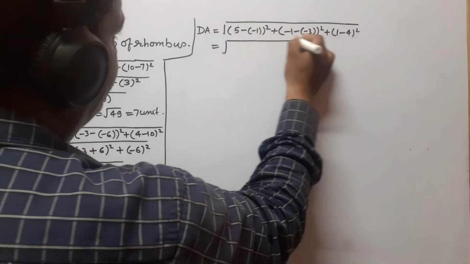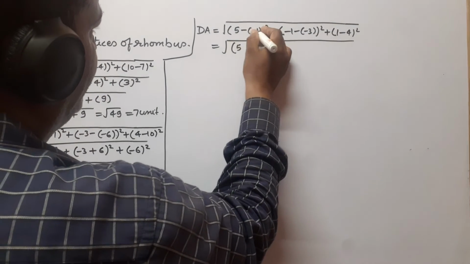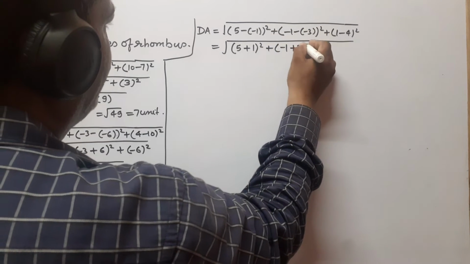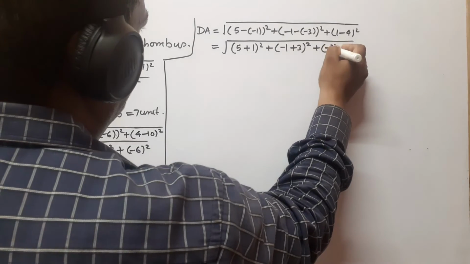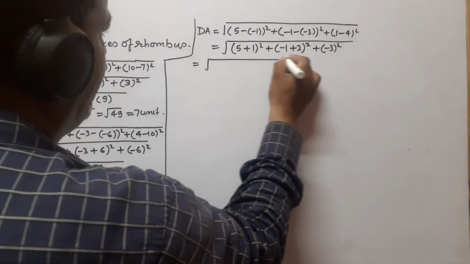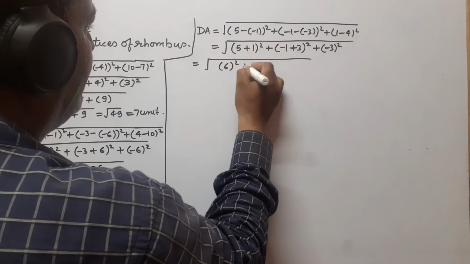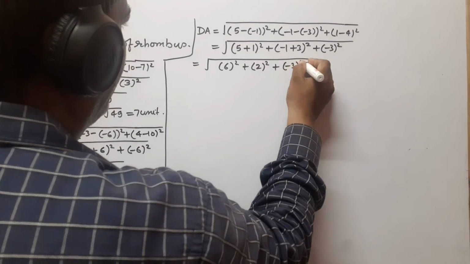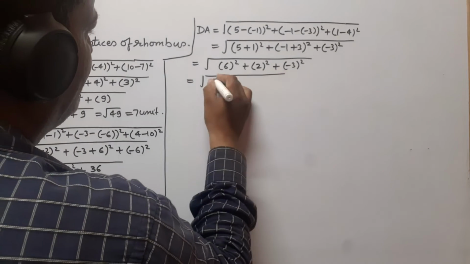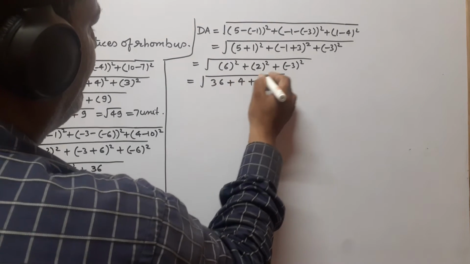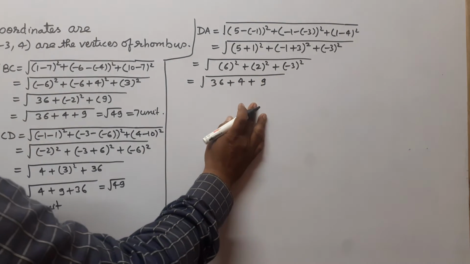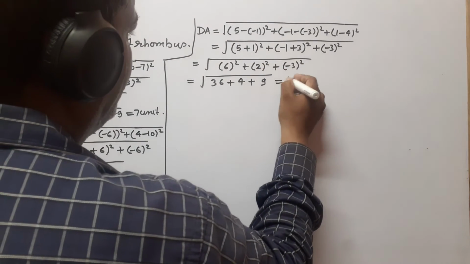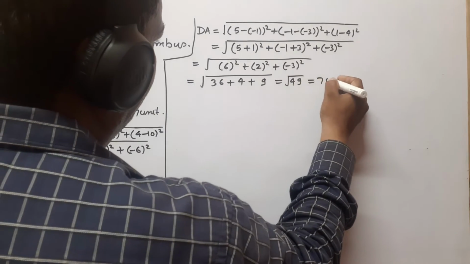So this becomes 5 minus 1... and minus multiplied by minus is plus, so 1, and here minus 1 minus 3, minus multiplied by minus, plus 3 square, and 1 minus 4, this is minus 3 square. So 5 plus 1, this is 6 whole square, minus 1 plus 3, this is 2 square plus minus 3 square, and 6 square equal to 36, 2 square equal to 4, and minus 3 square equal to 9. So 36 plus 4, this is 40, plus 9, this is 49. So the square root of 49 is 7 units.